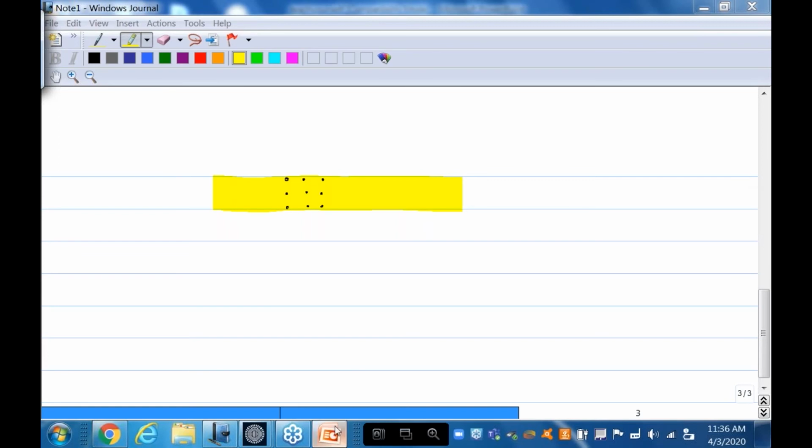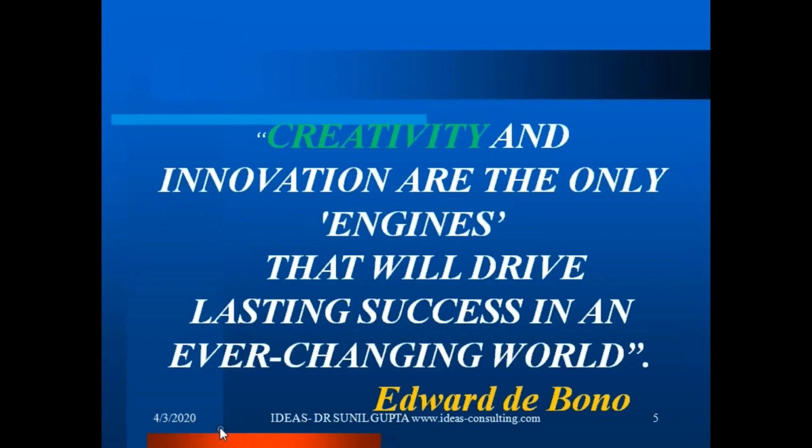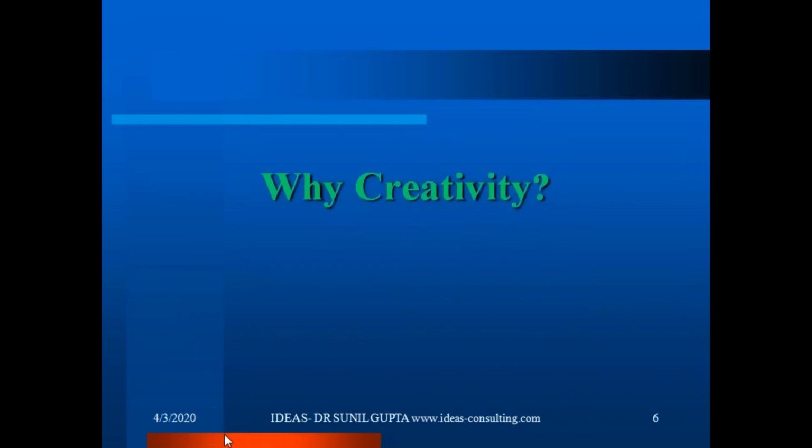So how do we do that? How can we make it into second nature? How can we do this on a regular basis? How can we use this as a tool and do it on a day-to-day basis, this type of thinking? That's what we are learning. So this is what Edward de Bono says. He says creativity and innovation will be the engines that will give us everlasting success in this changing world.